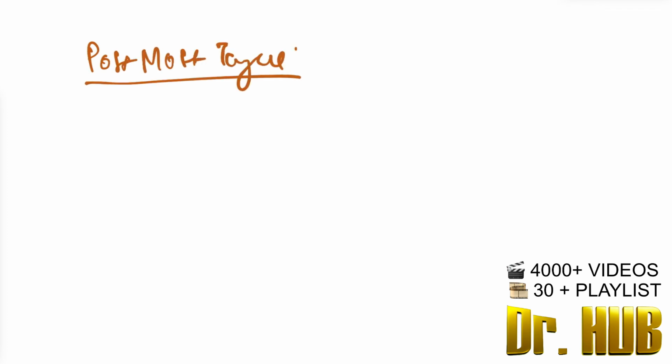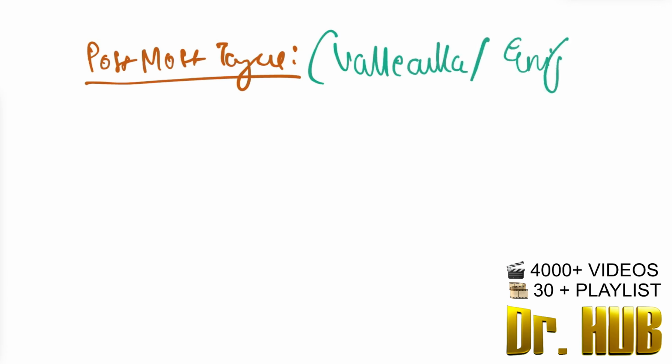Then we move on to the posterior most tongue. What are the structures in this posterior most area? It will include the valleculae as well as the epiglottis.